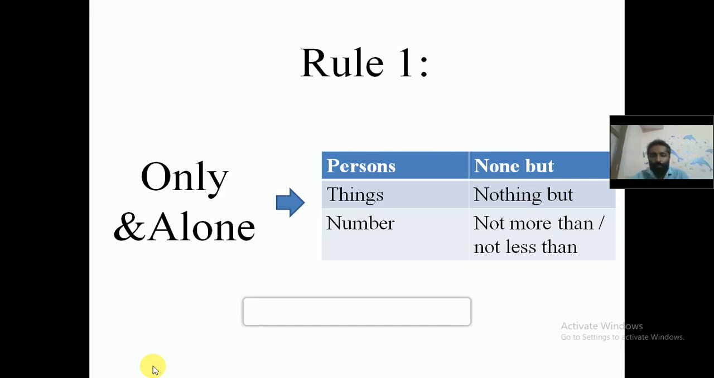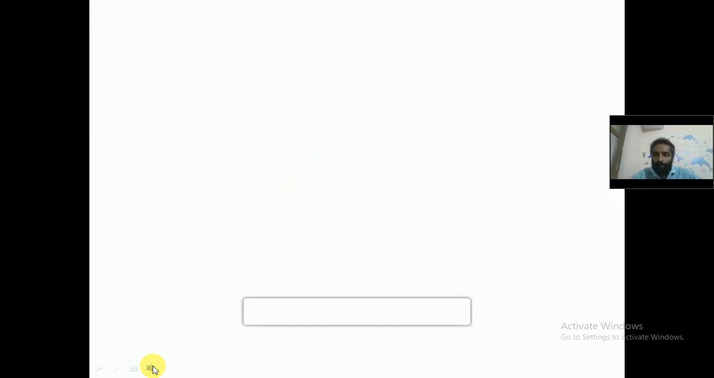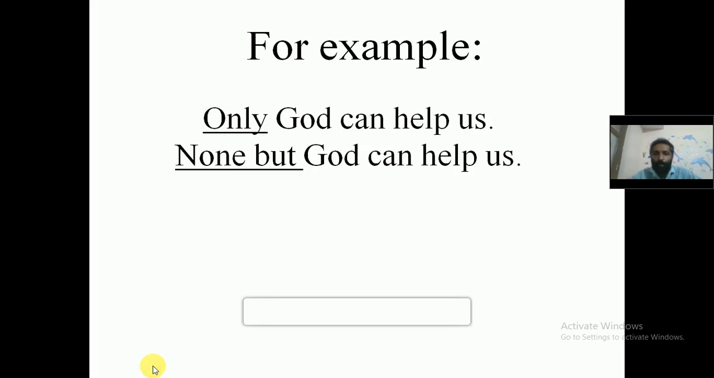So rule number 1 says, if the affirmative sentence contains only and alone, if it refers to persons, we'll have to use none but in the negative sentence. If it refers to things, we'll have to use nothing but. If it refers to numbers, we'll have to use not more than or not less than. Let's go through some examples so that you can understand the rule better. Only God can help us. It is an affirmative sentence and it contains the word only. We'll have to use none but, because it refers to a person. So the answer will be: None but God can help us.